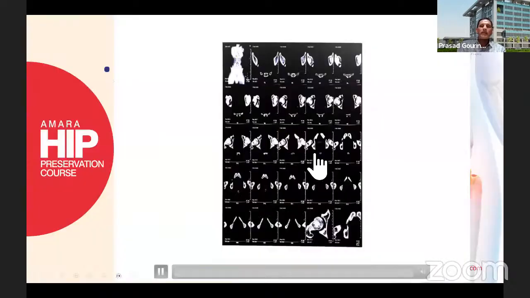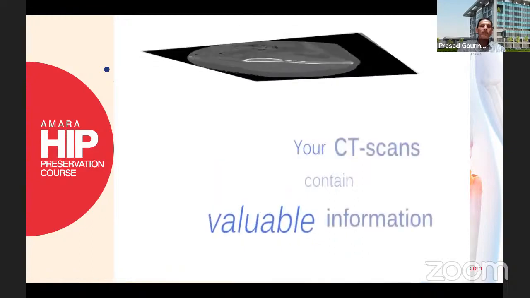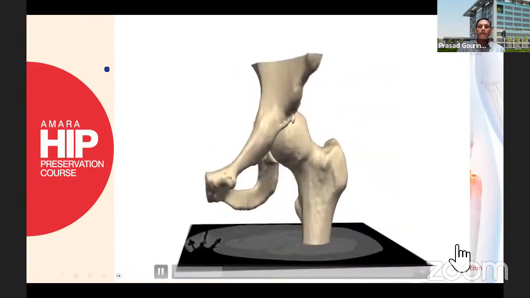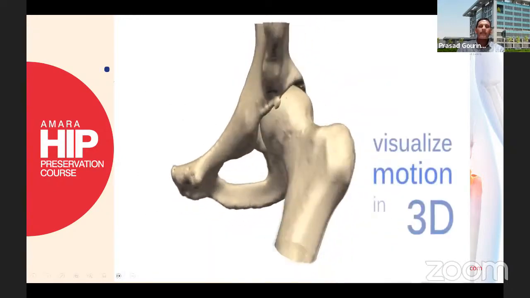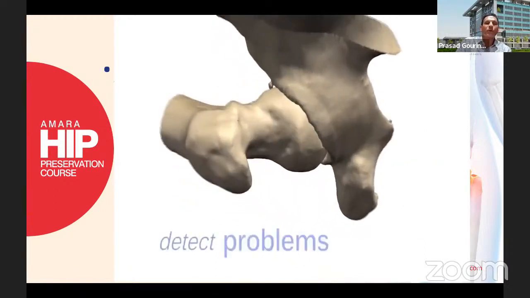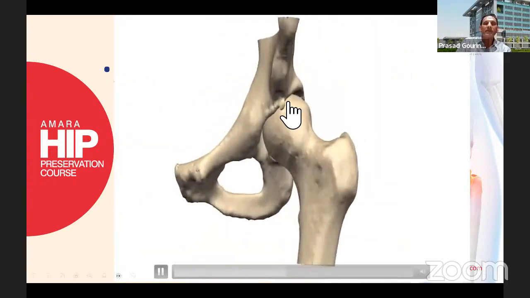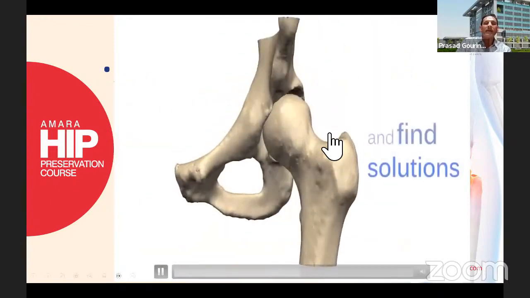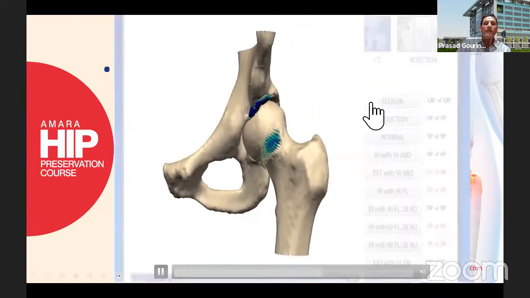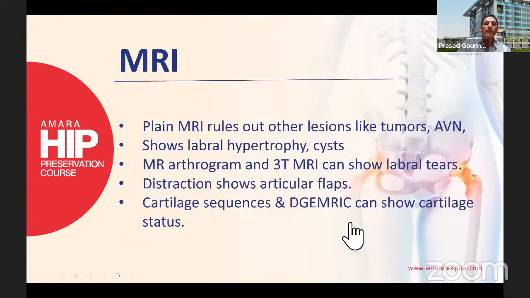Here's what a CT can do. If you upload a CT into the software, it can show you what happens with motion, collision analysis. So that's where the impingement is happening. And it can mimic post-op changes, tell you how much to resect. So it's a good tool in the beginning.